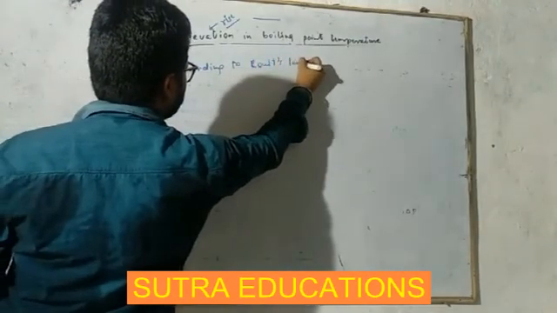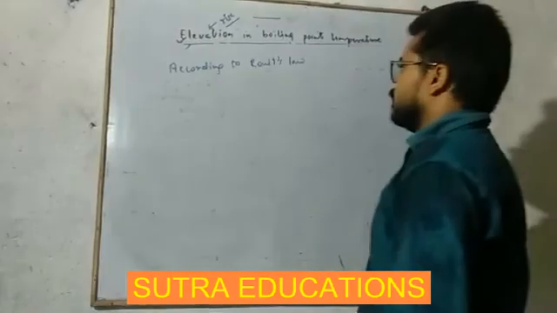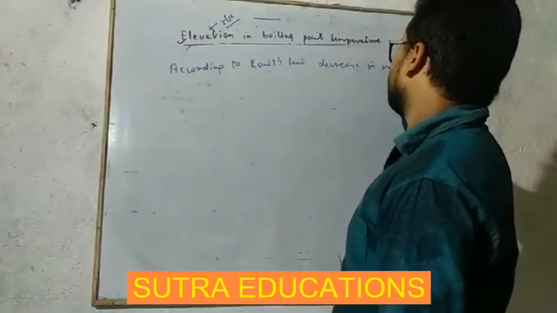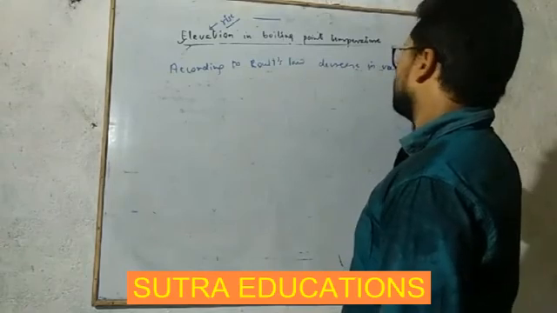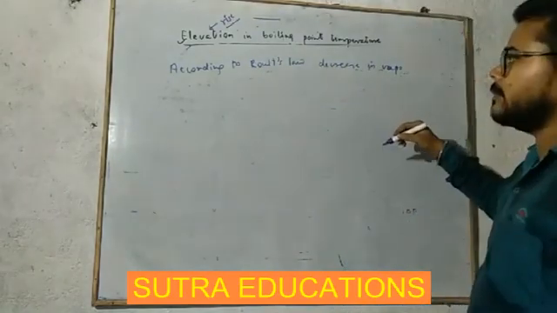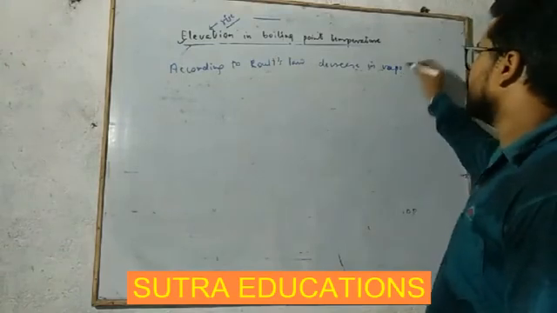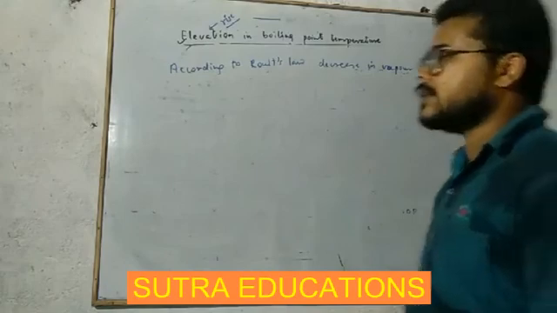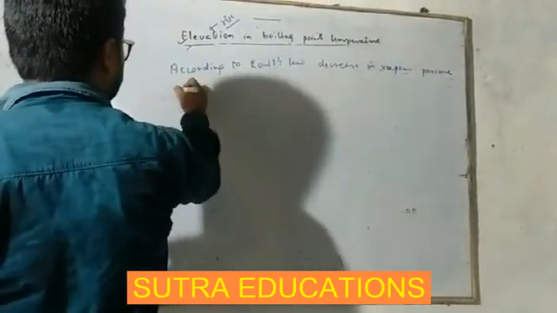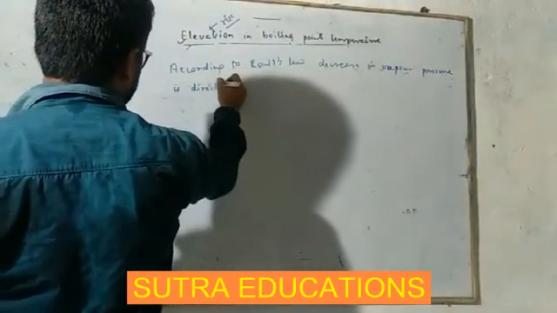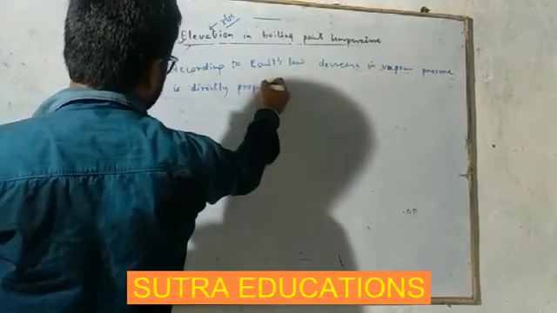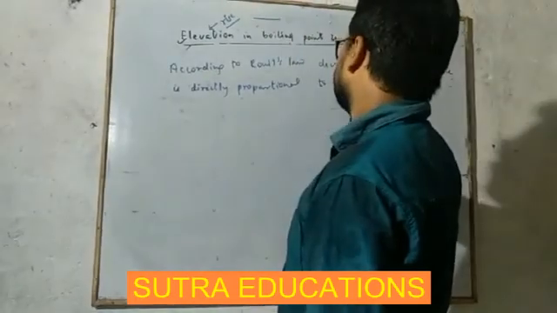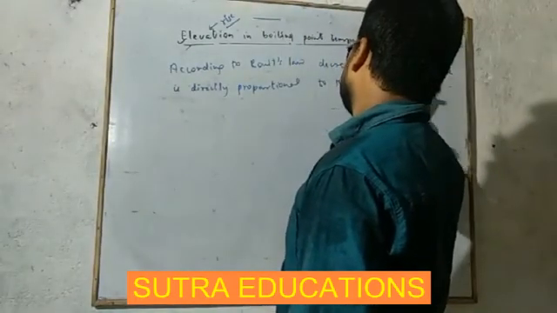According to Raoult's law, we can say decrease in vapor pressure. Just go through the statement of Raoult's law, you will get it. Okay, I have taught you. According to Raoult's law, decrease in vapor pressure is directly proportional to the mole fraction of the solute.